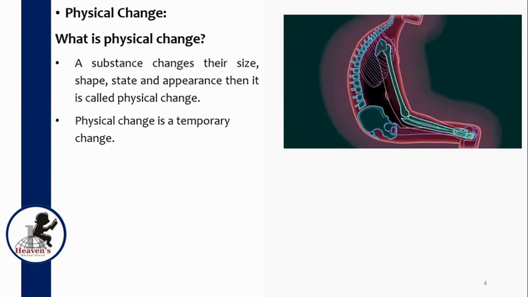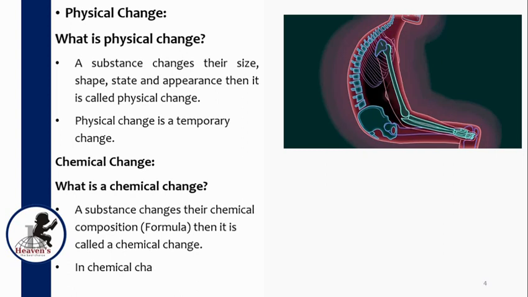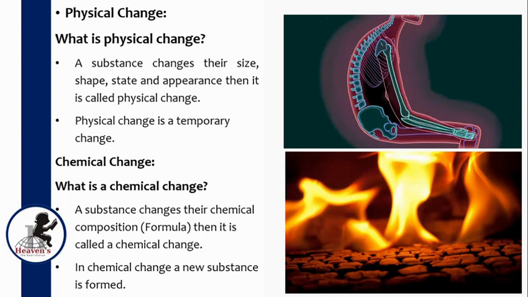Okay. And next one is chemical change. What is chemical change? A substance changes its chemical composition. Chemical composition is nothing but chemical formula. A substance changes its chemical composition, then it is called a chemical change. So in a chemical change, a new substance is formed. So a chemical change is nothing but a chemical reaction.